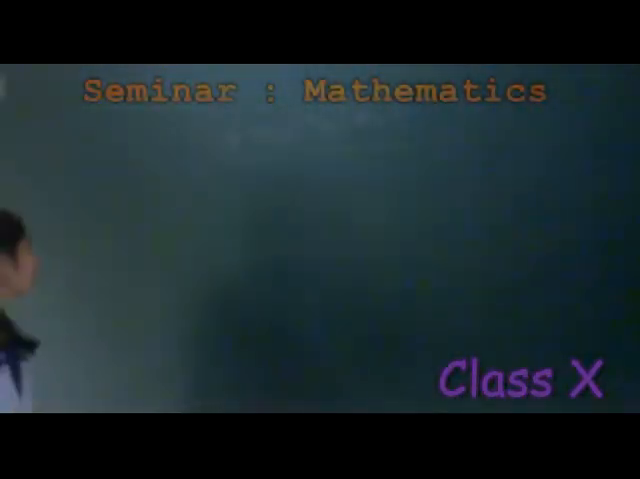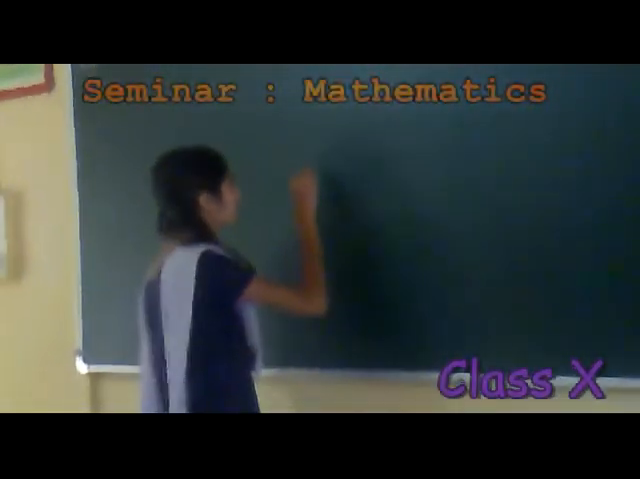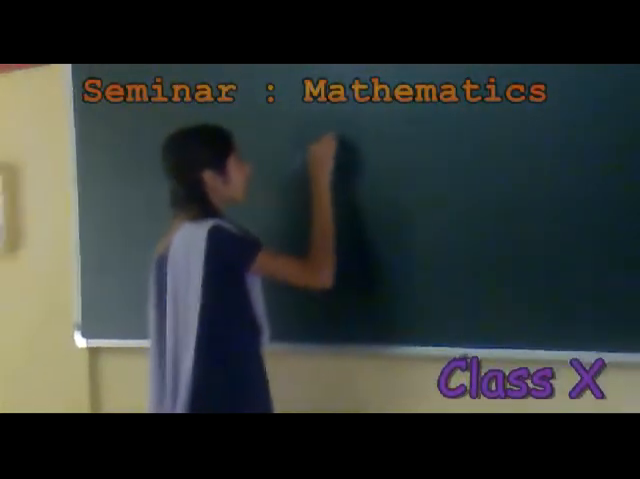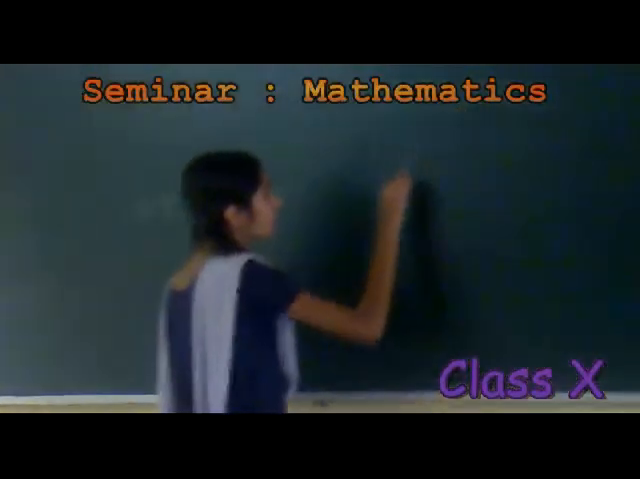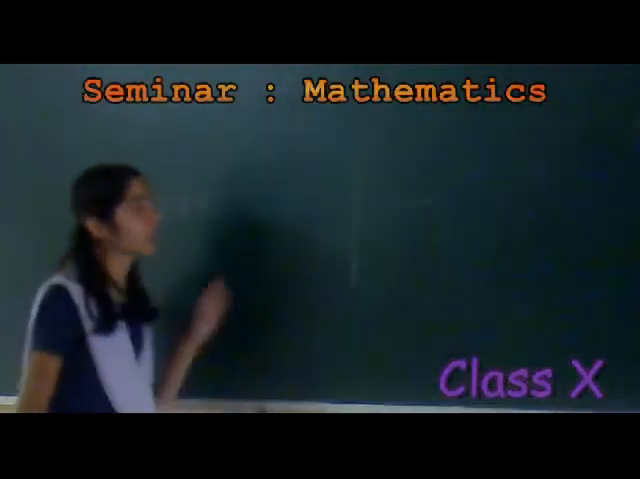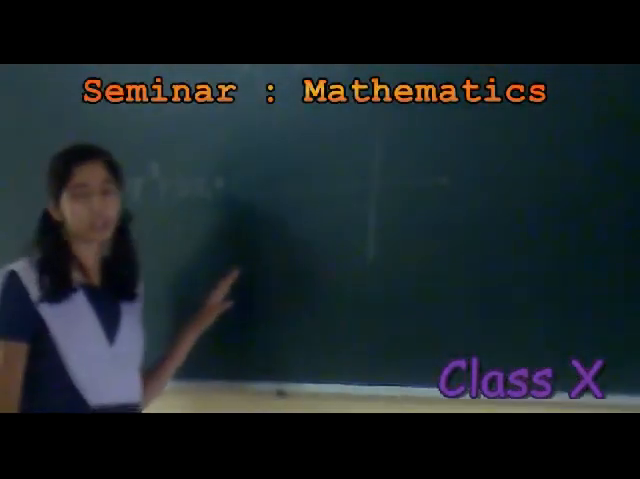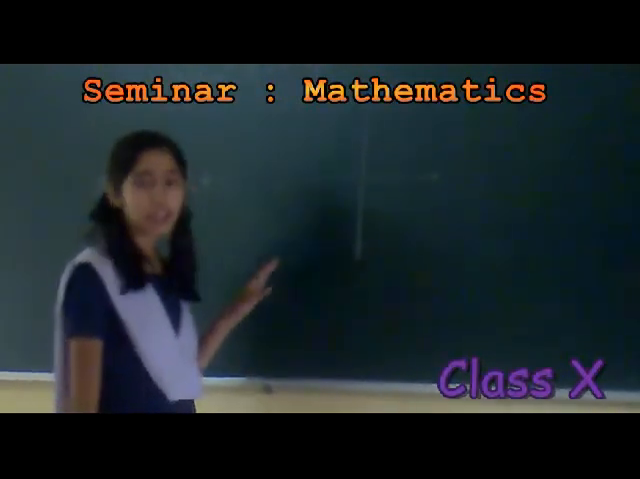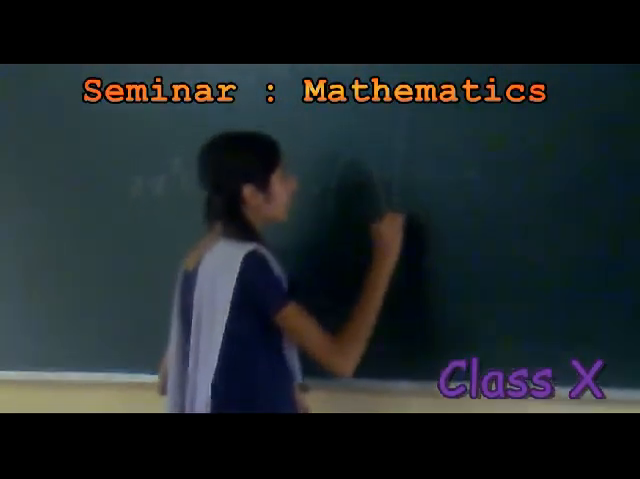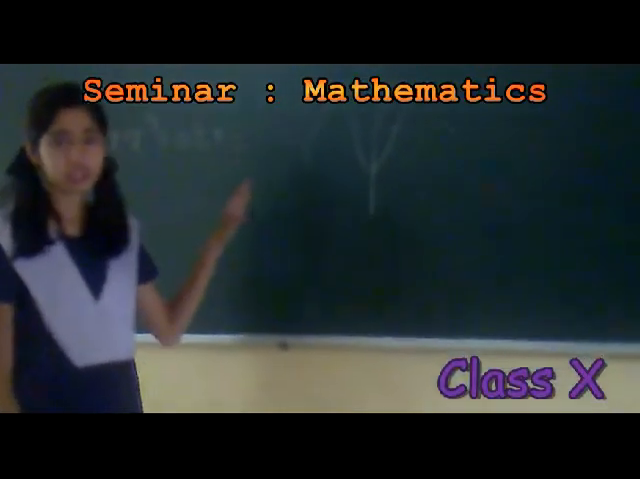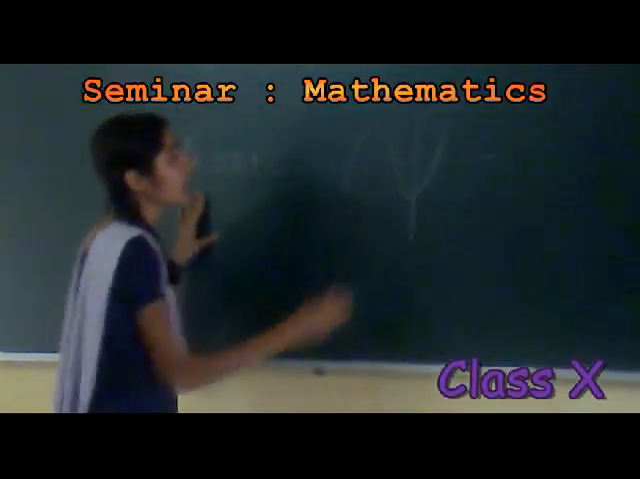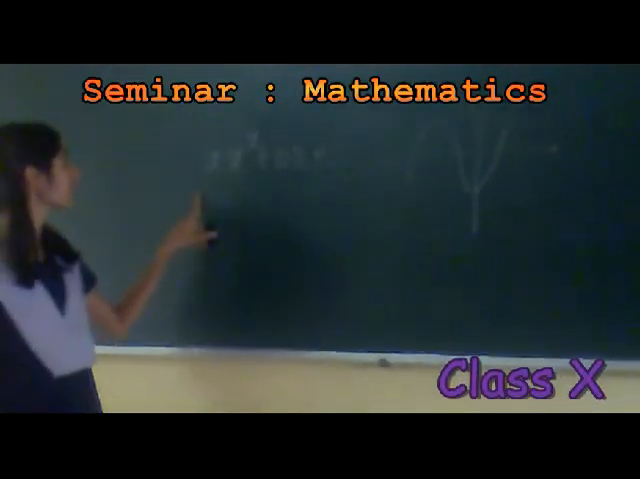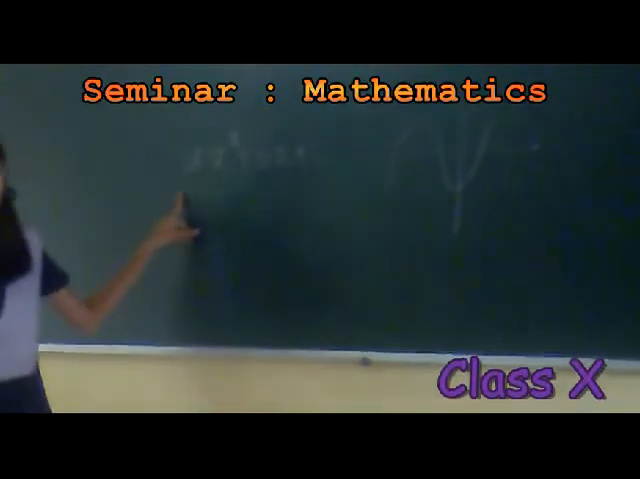Here, for any equation, suppose ax cube plus bx plus c, the graph of the polynomial, the number of times the graph will cut the x-axis, that many number of zeros the polynomial will have. For example, here the graph has cut the x-axis 3 times. Therefore, this polynomial will have 3 zeros.